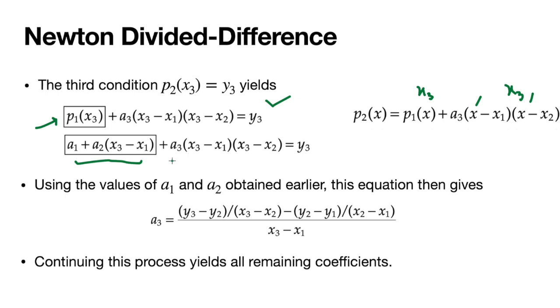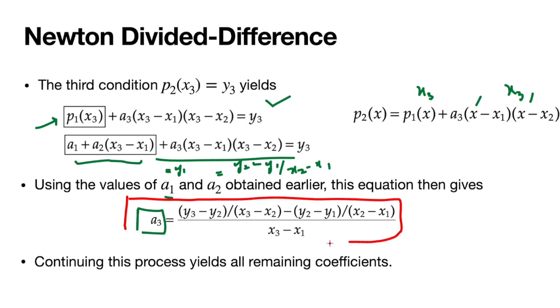If we solve this equation and put the values of a1, which is equal to y1, that we have just calculated in the first slide, and a2, which was equal to y2 minus y1 over x2 minus x1, and solve this equation for a3, we can get this equation. This is basically the formula for a3, just like we did for a1 and a2.